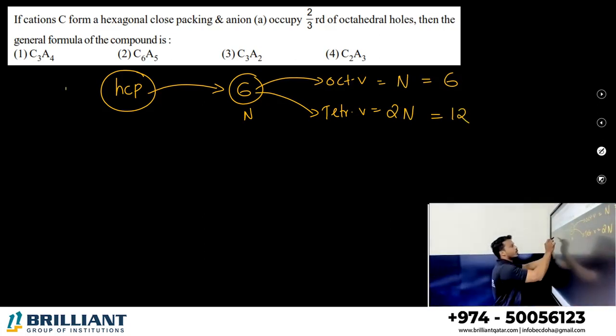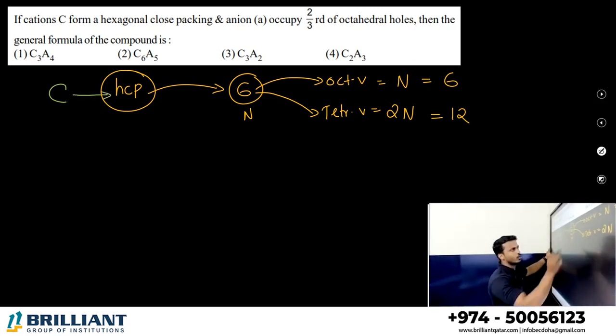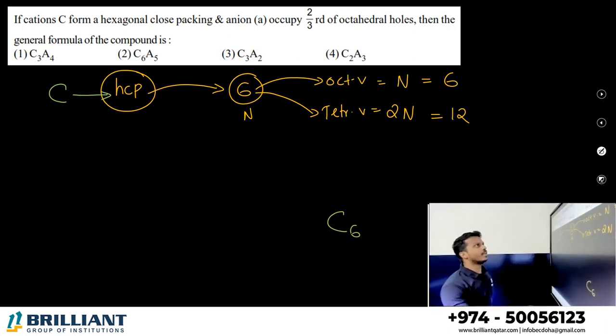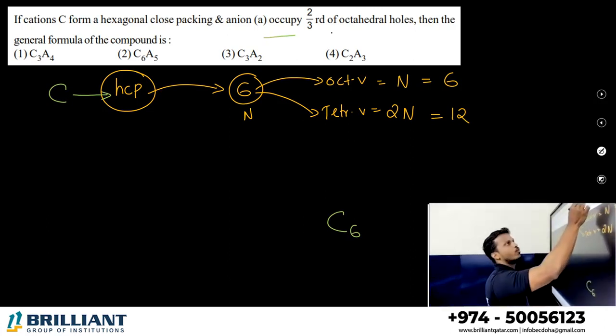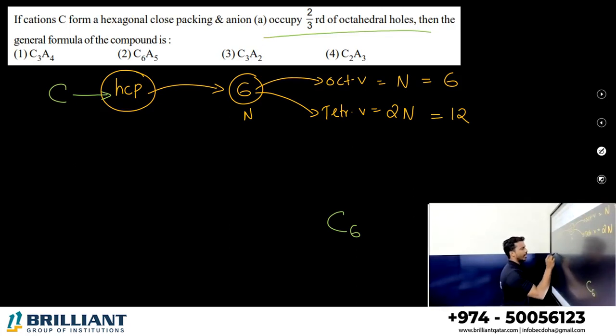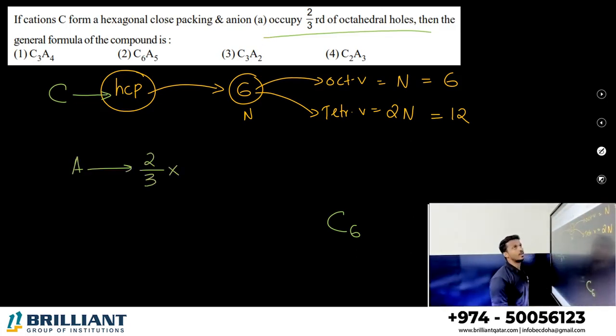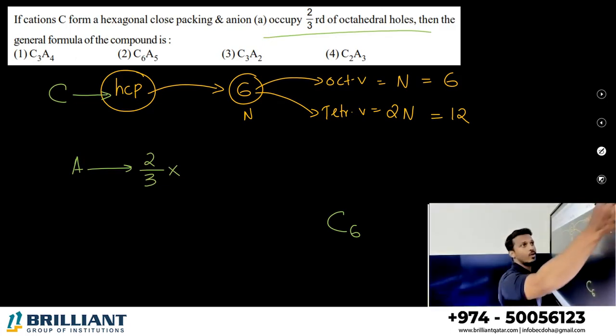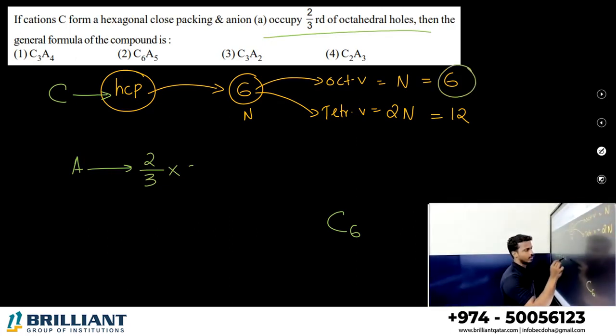C is occupying HCP. So you got it? There are 6 C atoms. And where does A occupy? A occupies 2/3 of the octahedral voids. How many octahedral holes do you have? 6. So 2/3 of 6 is 4.